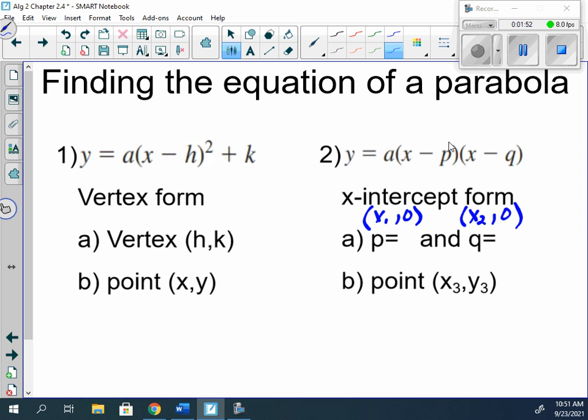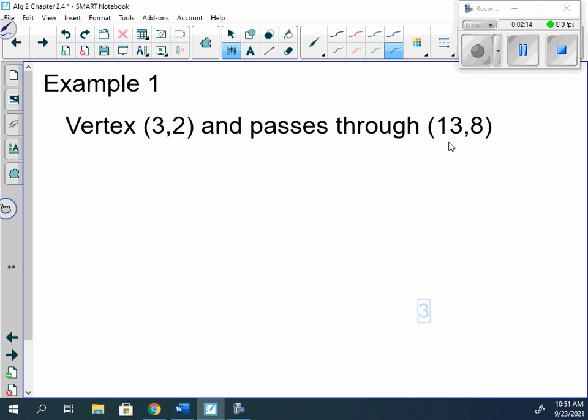Because we know that it's going to be 0 because whenever the graph crosses the x-axis, the value of y is always 0. So we really could be given 3 points. But we know that the y values for the two x-intercepts are going to be 0. And we're going to use this information to find the equation of the parabolas. Now, the first example we look at, they tell us that the vertex is 3, 2, and it passes through the point 13, 8.